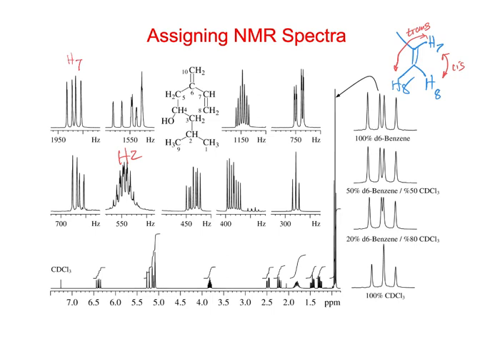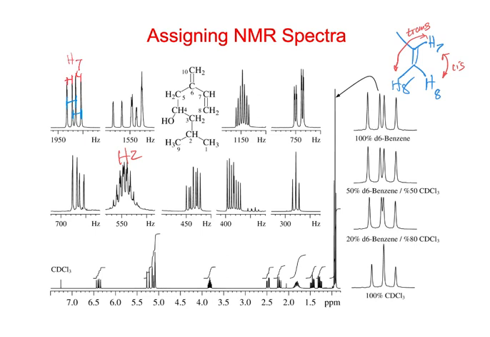Right, so it would have two coupling constants. It would have one that's this size, and it would have one that's from here to here, or from here to here. Right, so which of those, the red one or the blue one, would be the cis coupling? The larger J would be cis, so the blue one. The smaller J is the cis.